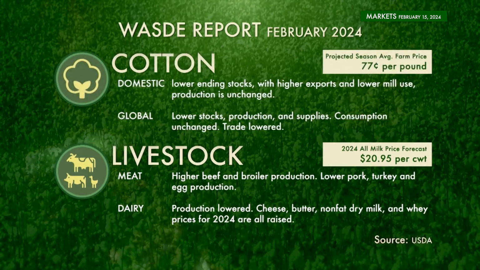U.S. cotton ending stocks lower compared to last month, higher exports and mill use, and production unchanged. Upland cotton marketing year price projected 77 cents per pound. Global cotton consumption mostly unchanged, beginning stocks down. Trade also down, exports higher for the U.S., Burkina Faso, and Turkey, while lowered for Brazil, Argentina, and Australia.